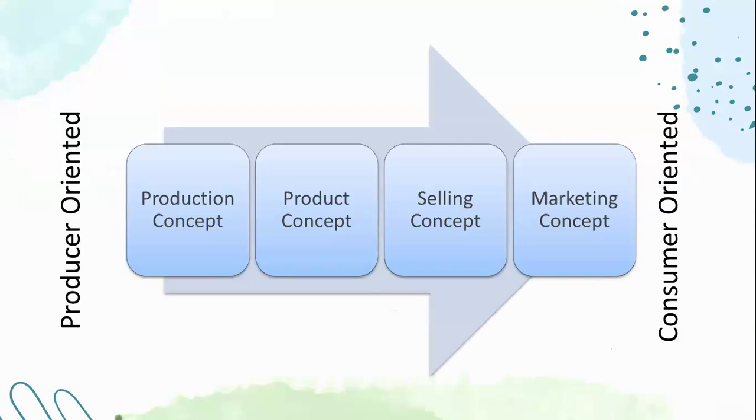So earlier, it was started with this product concept, then into the selling concept, and then the marketing concept came, right? So it says from the production concept to the marketing concept, when it is evaluated, these concepts came more into the consumer-oriented ones, right? So earlier these concepts were more producer-oriented. Now it's a consumer-oriented one.